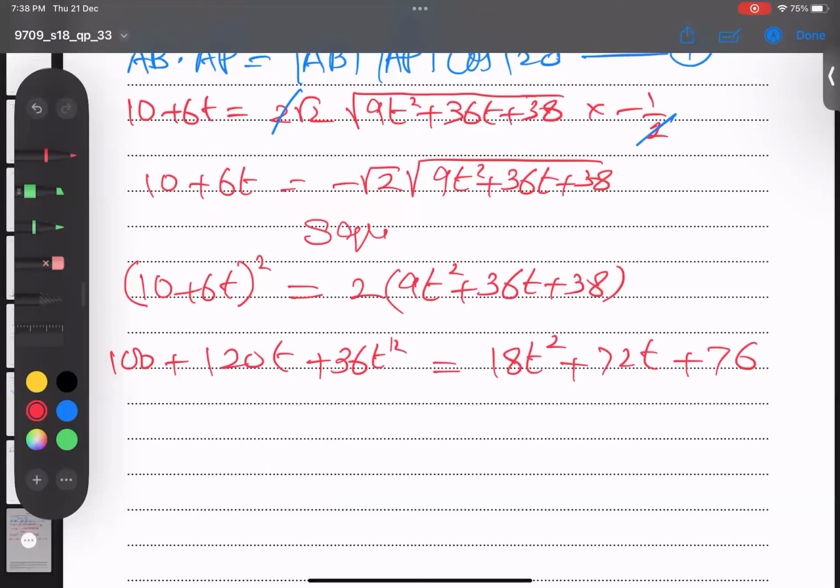Now, students, okay, better to bring this here. Out of 36, 18 gone. I got 18t to power 2. Out of 120, 72 gone. Let me check. Out of 10, 2 gone. I got an 8. Out of 11, you got a 4.